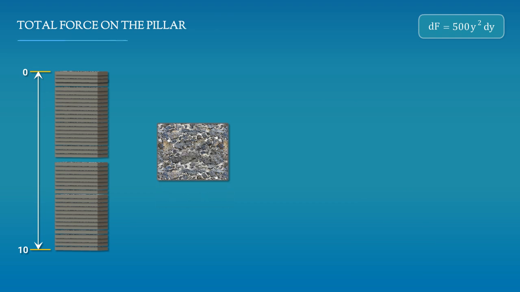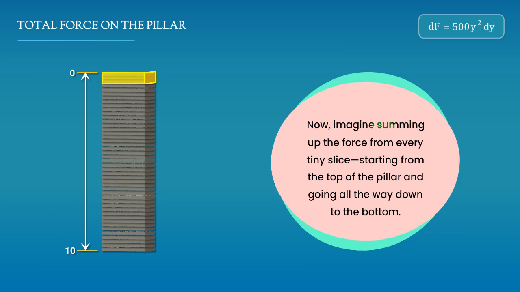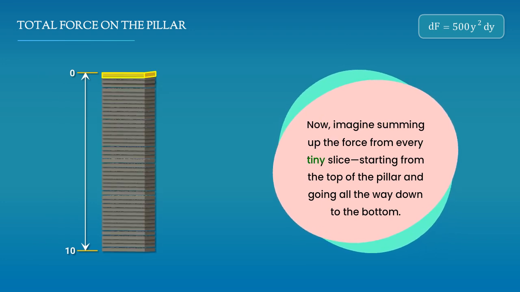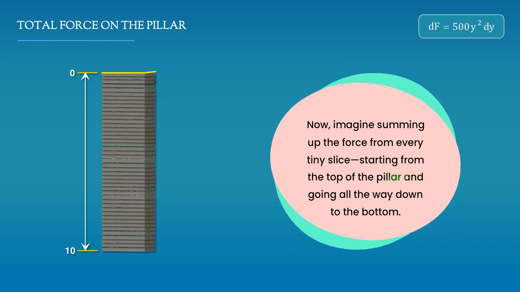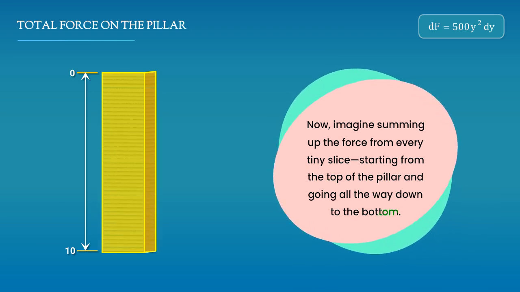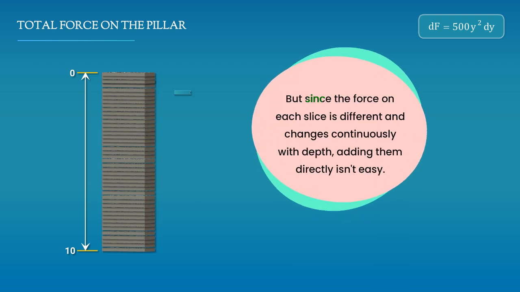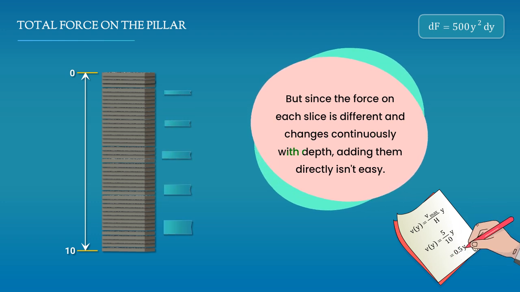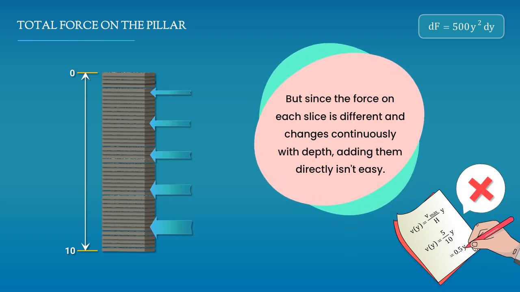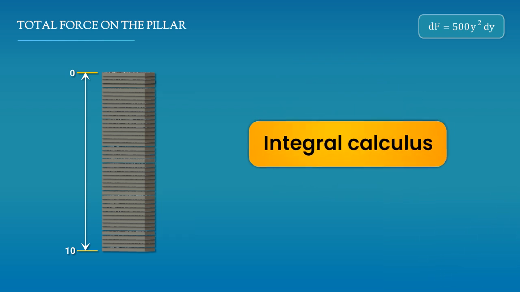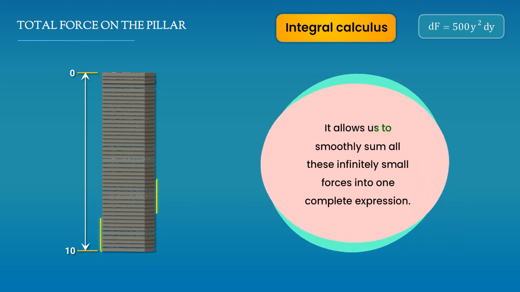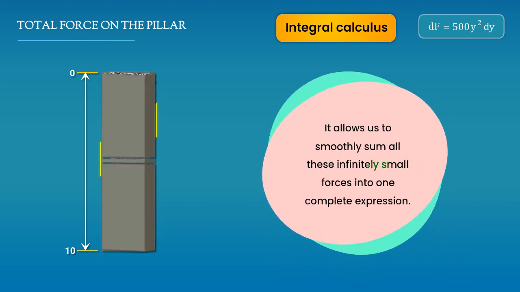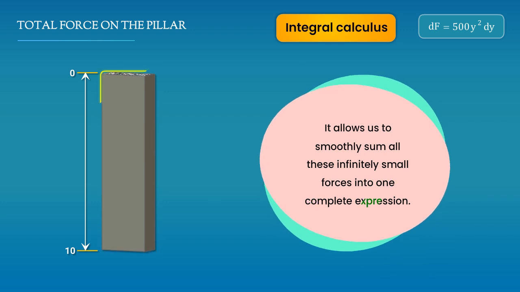Total force on the pillar. Now, imagine summing up the force from every tiny slice, starting from the top of the pillar and going all the way down to the bottom. But since the force on each slice is different and changes continuously with depth, adding them directly isn't easy. This is where integral calculus comes in. It allows us to smoothly sum all these infinitely small forces into one complete expression.